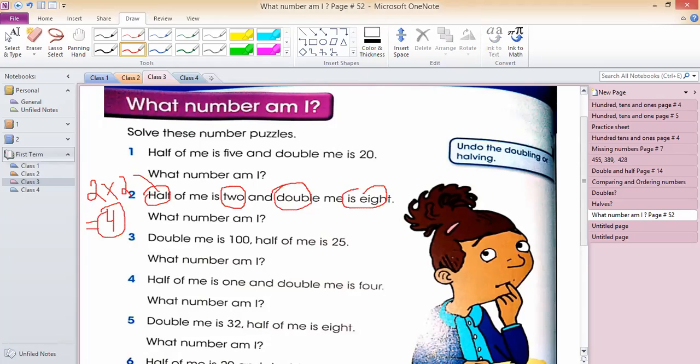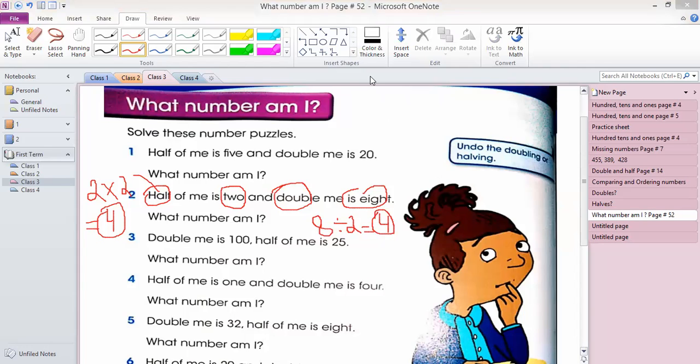If I find out half of 4, 4 divided by 2 equals 2. And if I find out double of 4, 4 multiplied by 2 equals 8. Or, since this is double, I can find out the half. In order to find the half, I will divide 8 by 2. 8 divided by 2: 2 times 1 is 2, 2 times 2 is 4, 2 times 3 is 6, and 2 times 4 is 8. So 4 is the answer. Clear, guys?